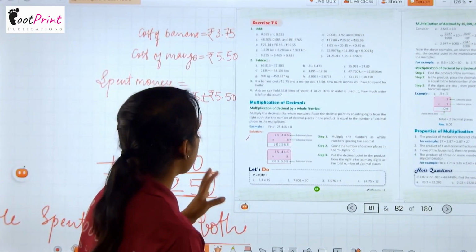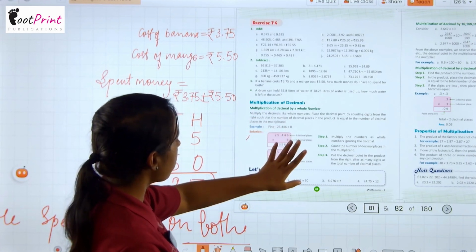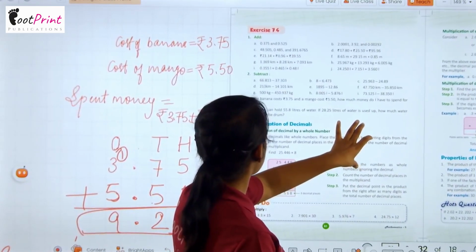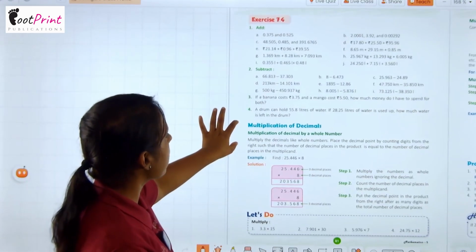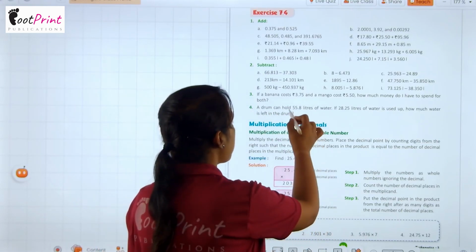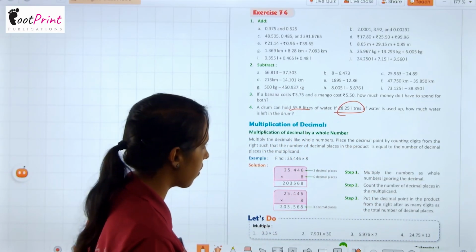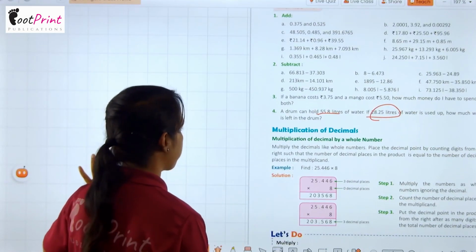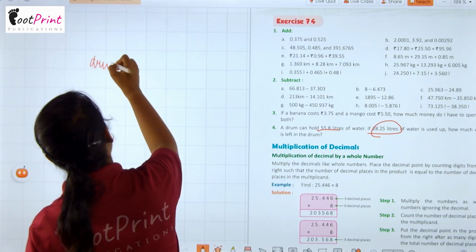In this, a drum can hold 55.8 liters of water. If 28.25 liters of water is used up, how much water is left in the drum? तो हमें बताना है कि एक जो ड्रम है उसकी कैपेसिटी कितनी है, वो कितना वाटर होल्ड कर सकता है, 55.8 लीटर्स. ओके. एंड के अंदर से जो वाटर यूज कर लिया है वो कितना है, 28.25 लीटर्स. Now we have to find out how much water is left in the drum. So how we find it? By subtracting.